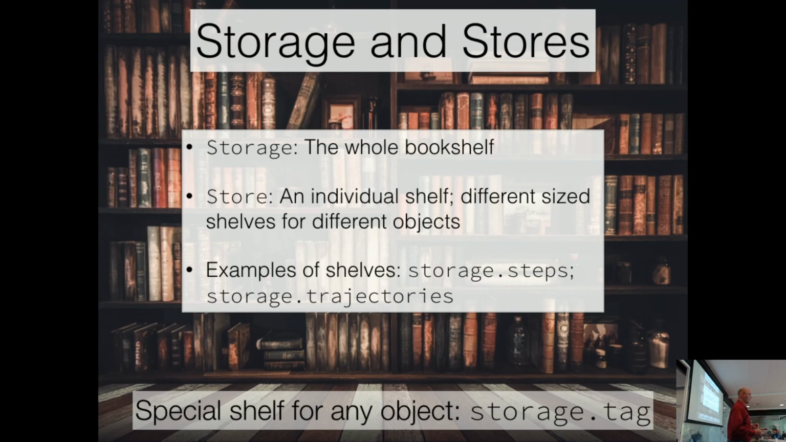So some examples of these shelves are storage.steps, which is the right size to hold a step. Storage.trajectories, it's the right size to hold a trajectory. Storage.snapshots, it's the right size to hold a snapshot. We also have a very special shelf that will hold any kind of object, storage.tag, and you use it like a dictionary. And anything that is storable by OPS, which includes all the Python basic types.